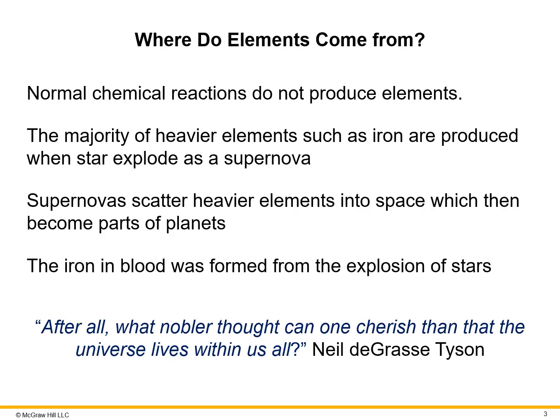Well, where do our elements come from? So normal chemical reactions don't produce these. The majority of the heavier elements, like iron, those are actually produced whenever a star explodes as a supernova. Those supernovas scatter the heavier elements into space, which then become parts of planets. And the iron in blood was actually formed from the explosion of stars.